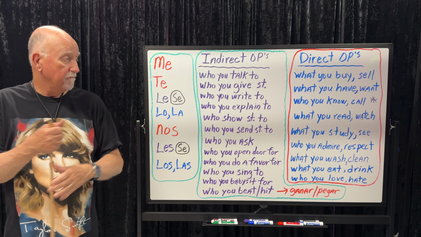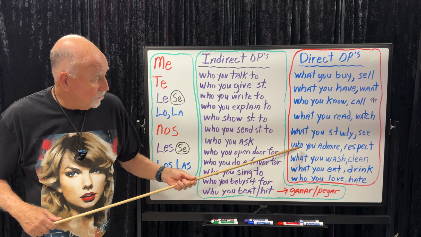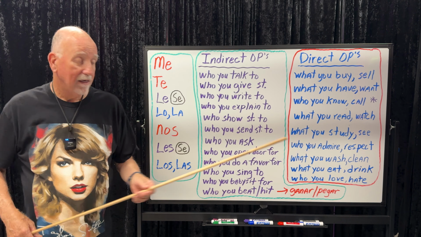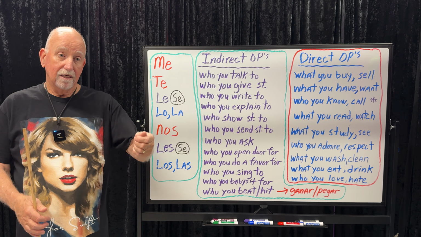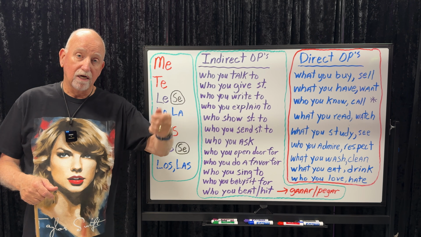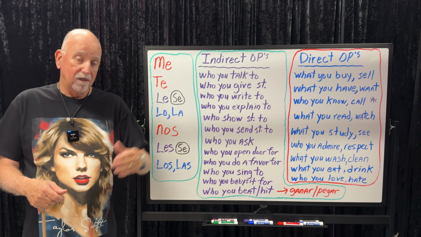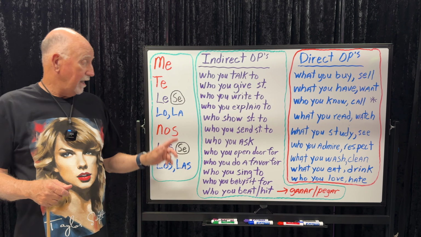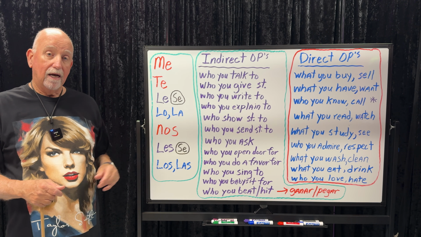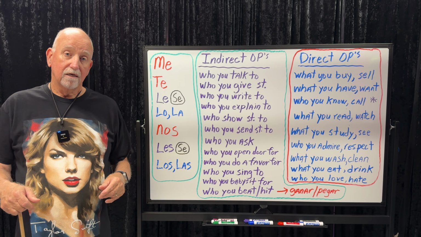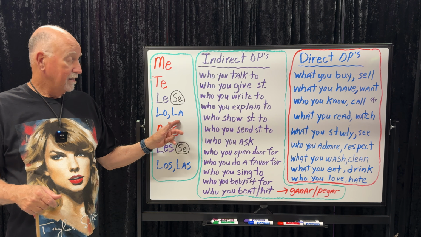Different is good. Okay. Who you admire and who you respect. Okay. I admire John. It's not I admire to John, for John, on John, or at John. You don't say I admire to John. It's I admire John. That's a direct object. I admire him. Lo admiro. I admire Mrs. Garcia. La admiro.